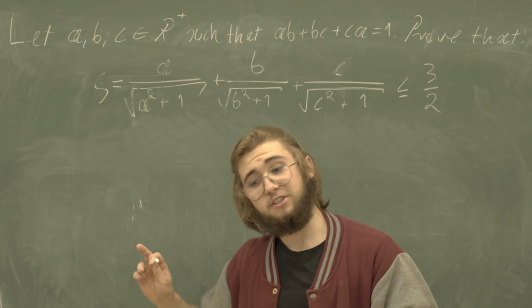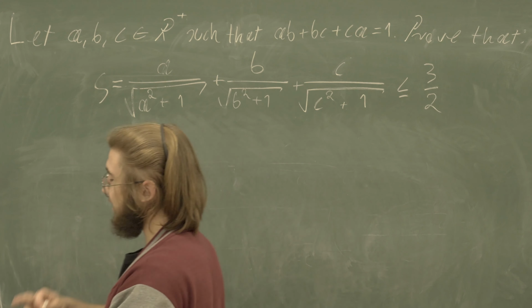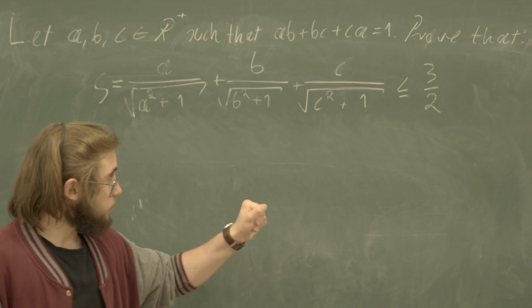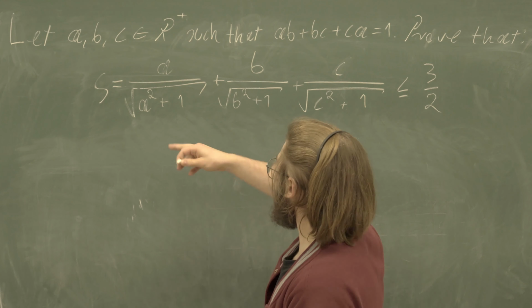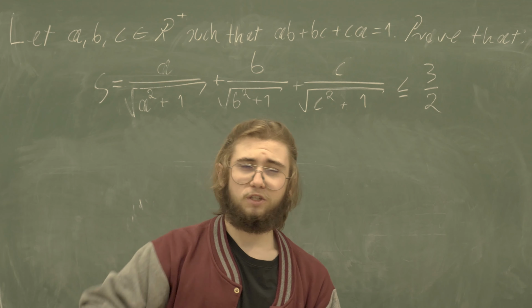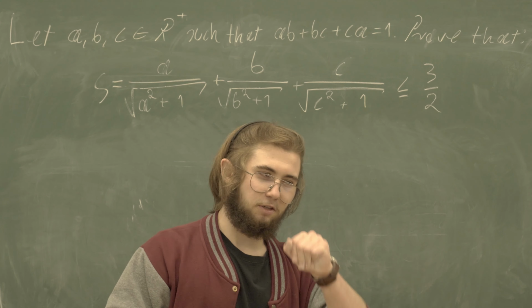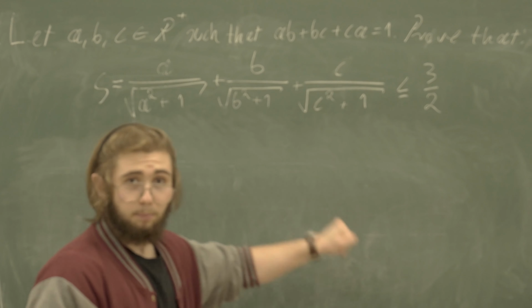Now, A, B and C are positive real numbers such that A times B plus B times C plus C times A is equal to 1. We're supposed to prove that S, which stands for sum, which is equal to A over the square root of A squared plus 1 plus B over the square root of B squared plus 1 plus C over the square root of C squared plus 1, is less than or equal to 3 over 2. Okay, so how are we supposed to approach this problem right here?